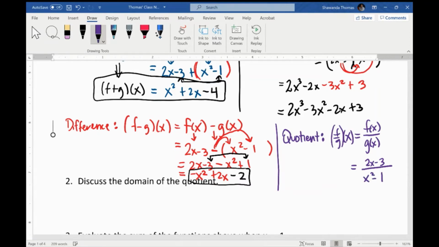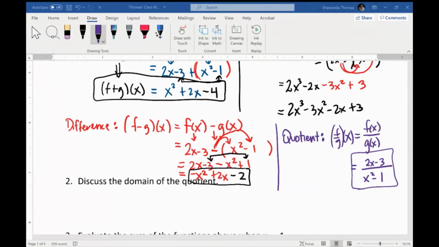Now, can I simplify this in any way? Is there any way I could make it smaller or anything? Only thing that you could possibly do here, you could have factored the denominator. You see that? That's called a what in the denominator? x squared minus 1. That's called a difference of squares.